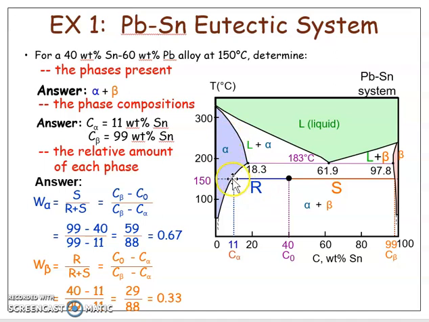Okay, alpha, because we want to know what is the percentage of alpha and beta, right? So alpha is on the left side and beta on the right side. So now you want to know the percentage amount of beta. The amount of beta is R over R plus S. So R here is 40 minus 11 over 99 minus 11. So you got the composition.